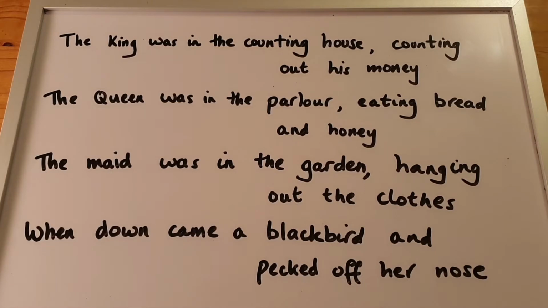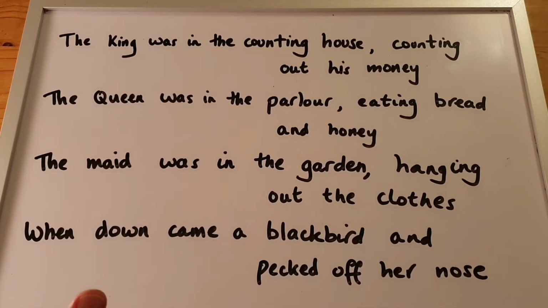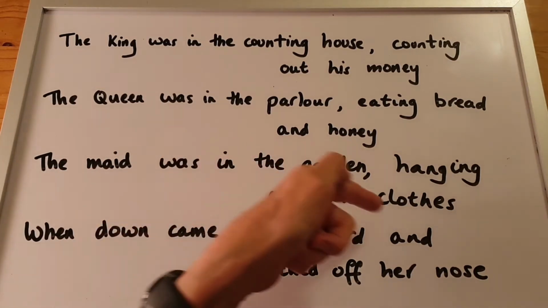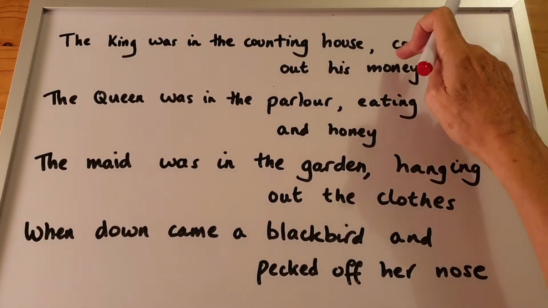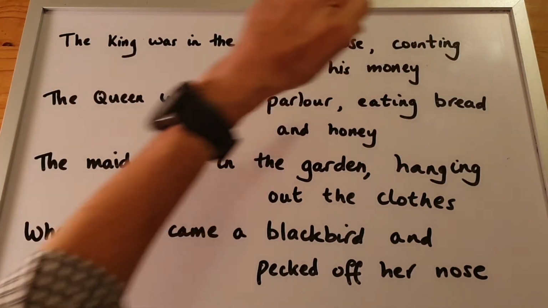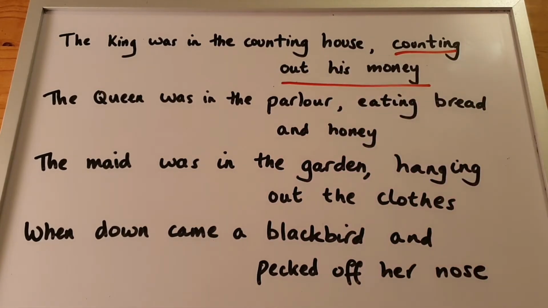You've got the rhythm of the language. The king was in the counting house, counting out his money. You've got lovely vocabulary: kings, queens, the maid, a blackbird, the garden, clothes, lots of lovely nouns, verbs. Everything is in this sentence, including ing clauses. Look at this. Counting out his money. The king was in the counting house counting out his money. This is an ing clause.